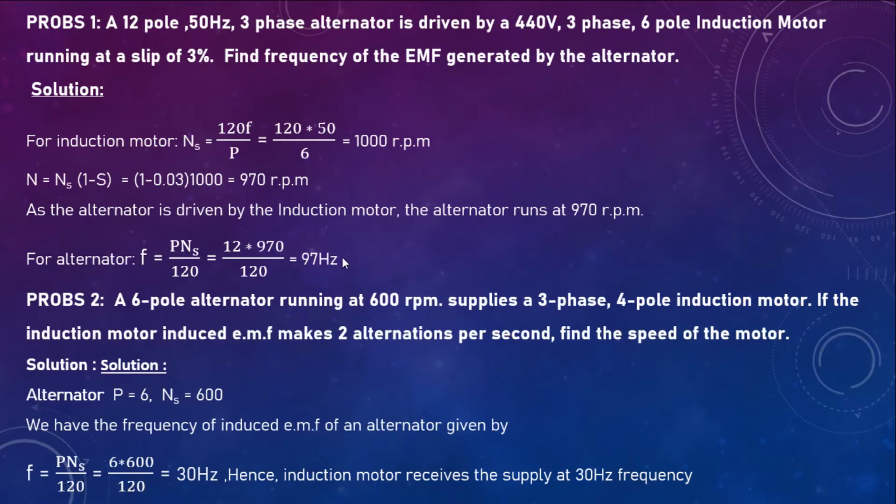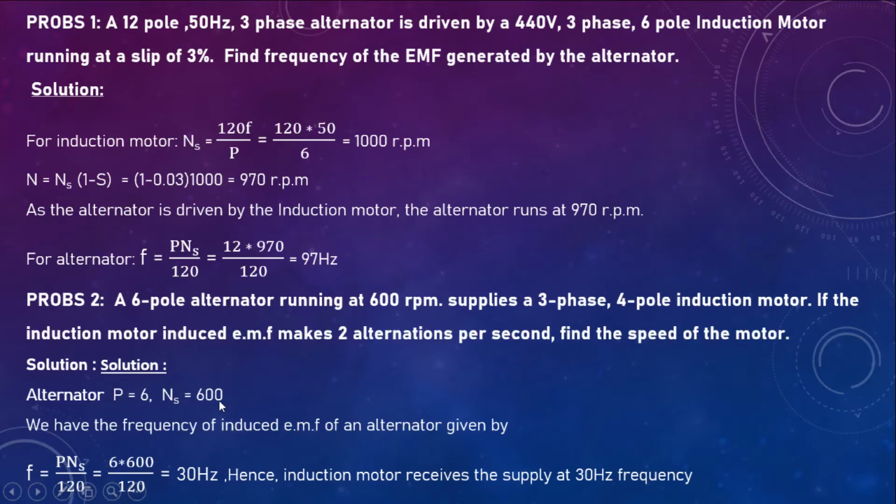The second problem: a 6-pole alternator running at 600 rpm supplies a 3-phase 4-pole induction motor. If the induction motor induces EMF that makes 2 alternations per second, find the speed of the motor. Here the alternator supplies a three-phase induction motor. That means the three-phase induction motor is given supply from the alternator, which is having 6 pole, running at 600 rpm. The induction motor specification is 4 pole.